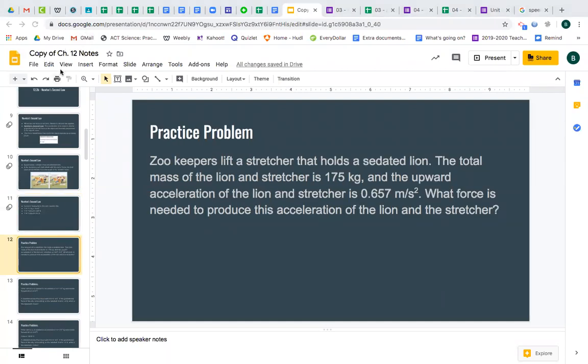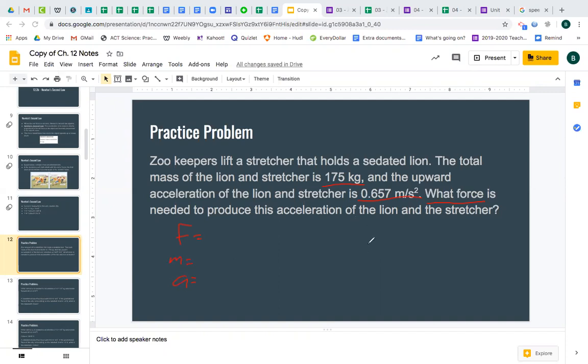For starters, you have zookeepers lifting a stretcher that holds a sedated lion. The total mass of the lion and the stretcher is 175 kilograms. The upward acceleration of the lion in the stretcher is 0.657 meters per second squared. I want to know what force is needed to produce the acceleration of the lion in the stretcher. So, things that I know, or things that I need to know.